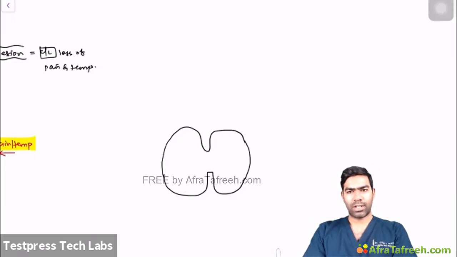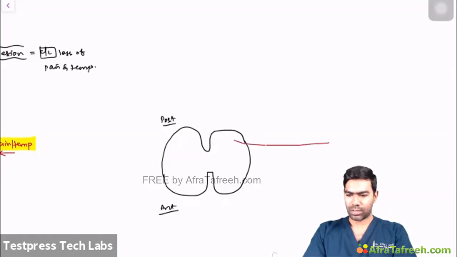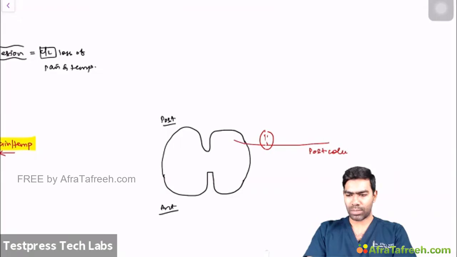Let us see the pathway here. So for ease of understanding, I'm writing this is posterior and this is anterior. And let me draw the first order neurons. These are first order neurons, and these are the ones that are carrying the posterior column sensations. Let me come back to the posterior column sensations in some time. And these are the dorsal root ganglion.